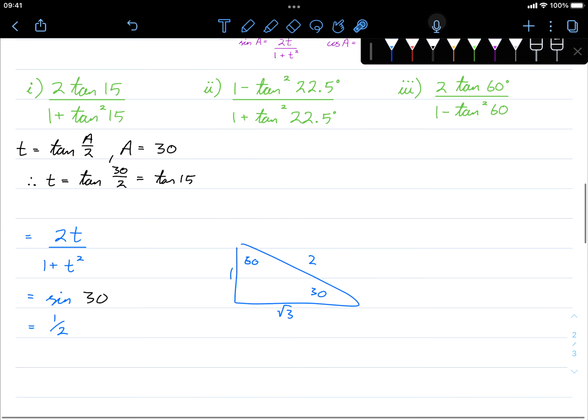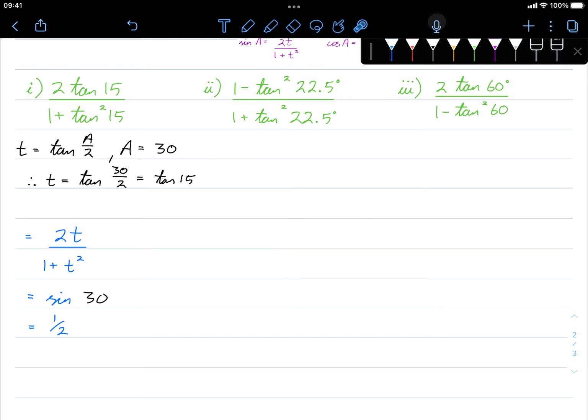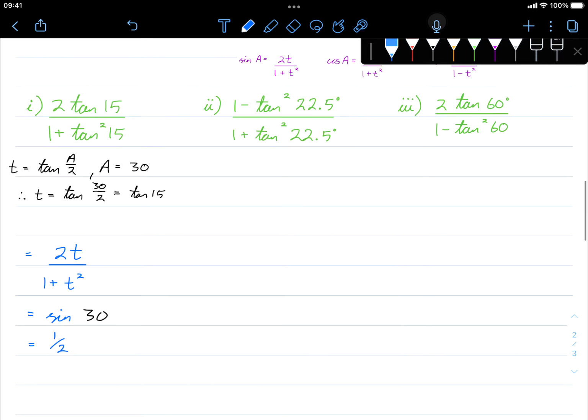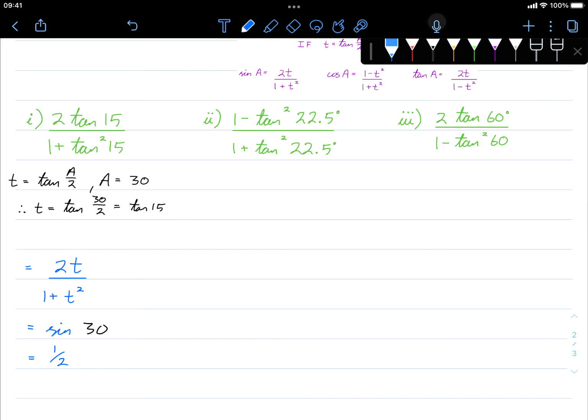So I hope you can see how we could apply this. Hopefully it wasn't too difficult, but I need to place an emphasis that we have to indicate the values of a and the expression that t is equal to tan a on 2. Okay, so this is a very basic application. So let's pause and give the next two a go yourself.